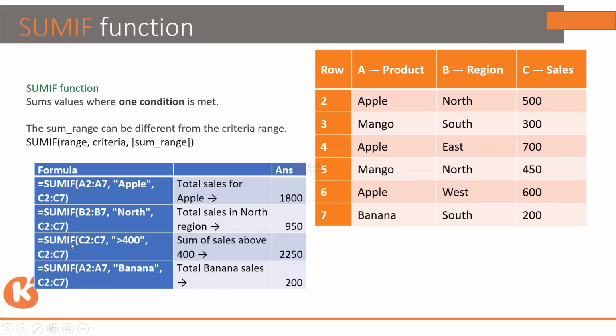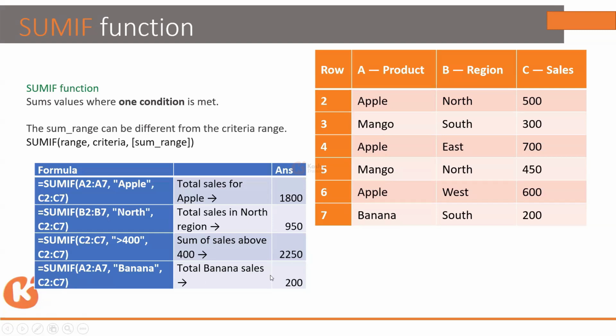Then you have SUMIF again, where we want to find the sum of sales above 400. In this case, you can see SUMIF with the range C2 to C7, sum of sales above 400. So you have given greater than 400, and from which range? C2 to C7 again. So it has given me 2250.